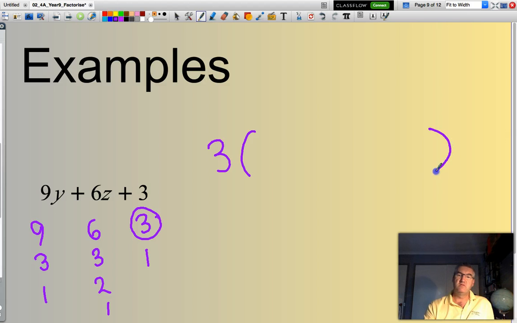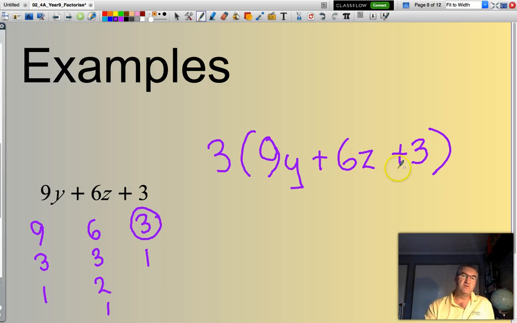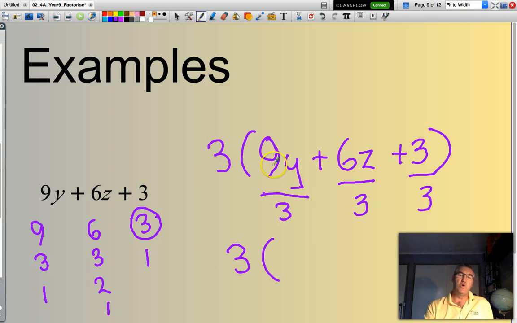So there's the end of my brackets. 6y, no, it's not 6y, it is 9y plus 6z plus 3, and what I need to do is divide each of these terms by 3. See that? The 3, because the 3 is on the outside. So 9 divided by 3 would be 3, so I'll end up with 3y. 6 divided by 3 will become 2, so that becomes 2z. And 3 divided by 3 becomes 1.